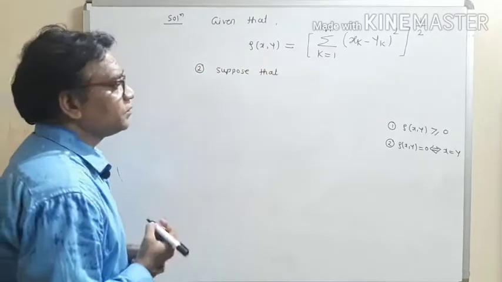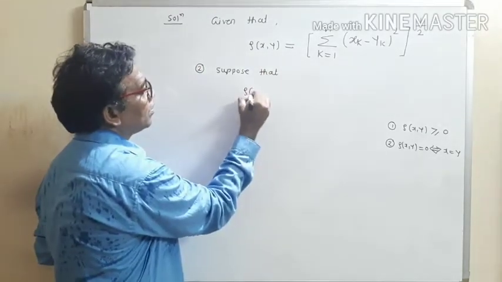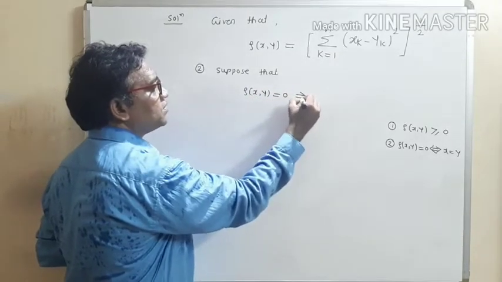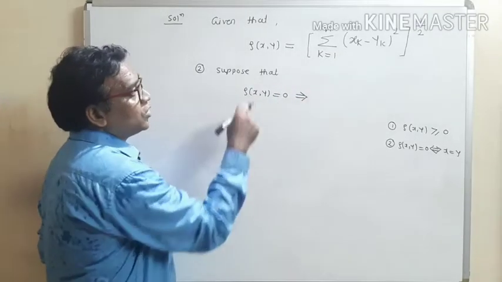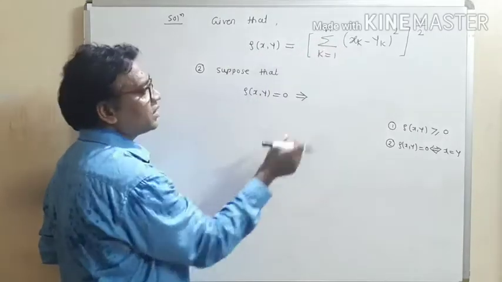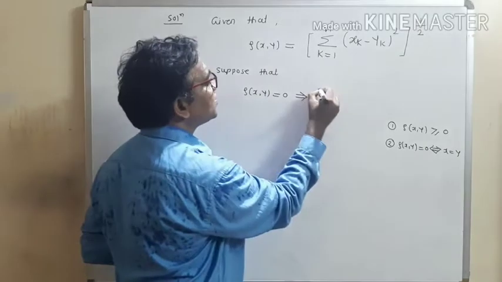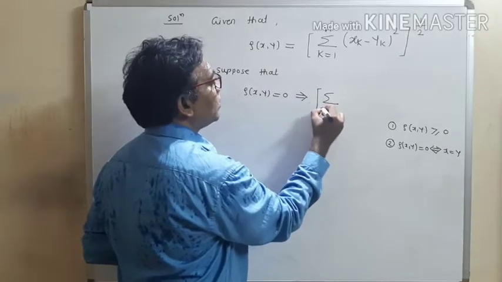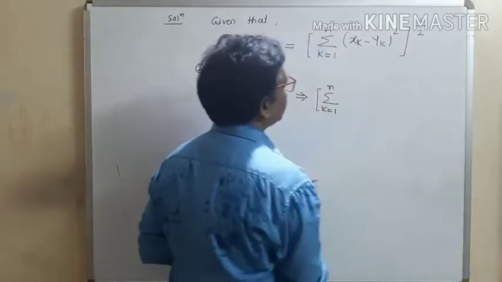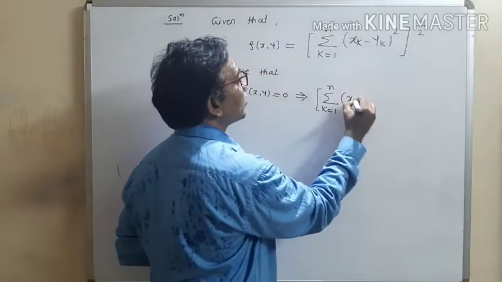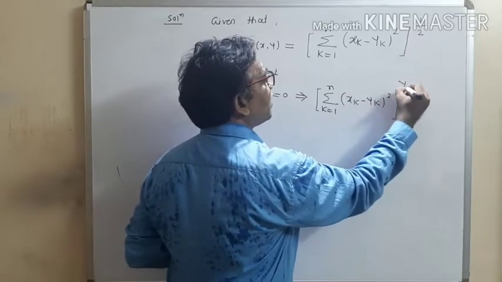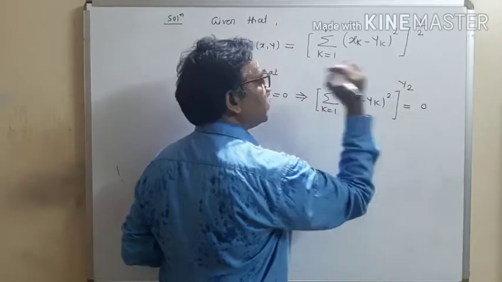Suppose that distance of xy is equal to 0. So what is the given value? Rho of xy is given by this quantity, so just put this value. This is summation k varies from 1 to n, (xk minus yk) whole square, raised to 1/2. This is equal to 0.